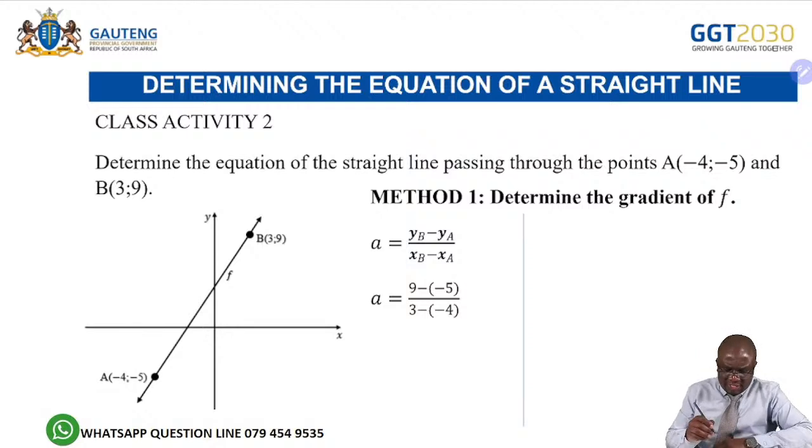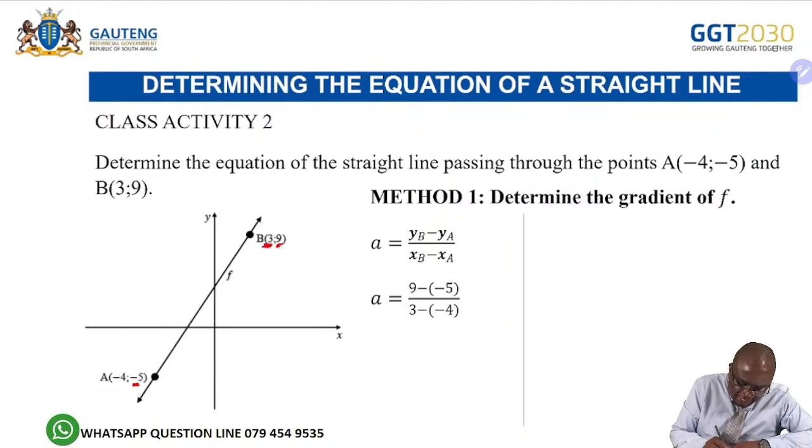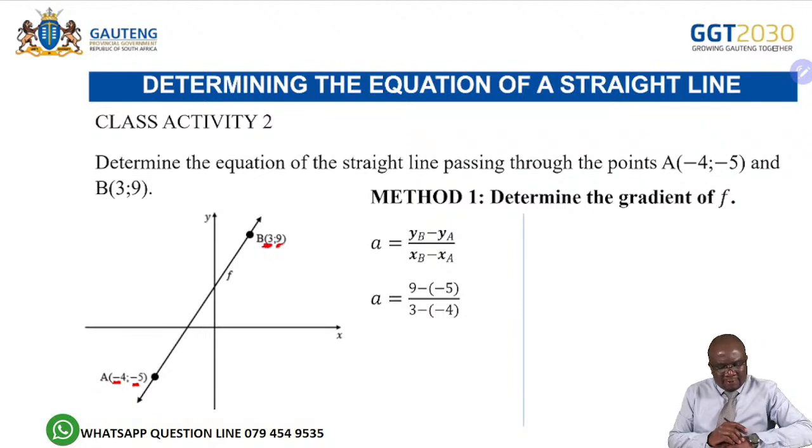I made a mistake somewhere. Let me say it again. The y coordinate of B is 9. I'm making mistakes here. The y coordinate of A is negative 5, isn't it? So the y coordinate of B is 9, the y coordinate of A is negative 5. So it's going to be 9 minus negative 5. And then the x coordinate of B is 3, the x coordinate of A is negative 4. So it's going to be 3 minus negative 4.